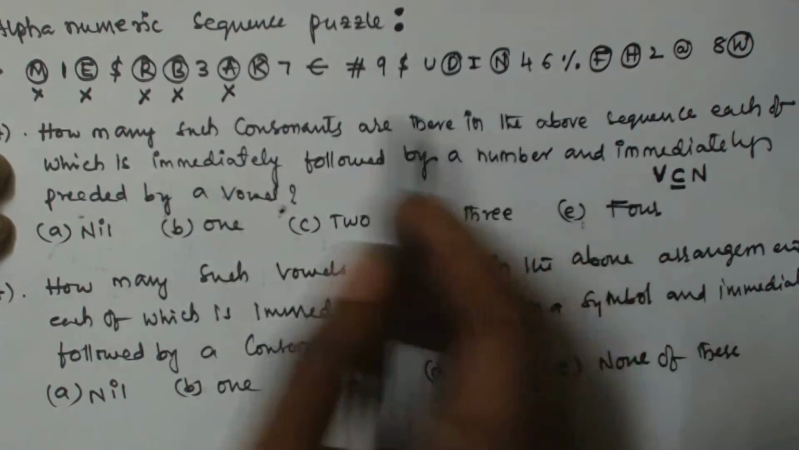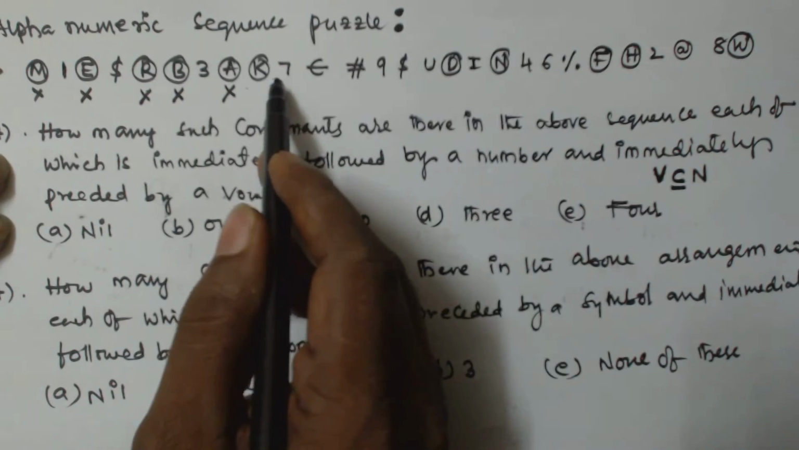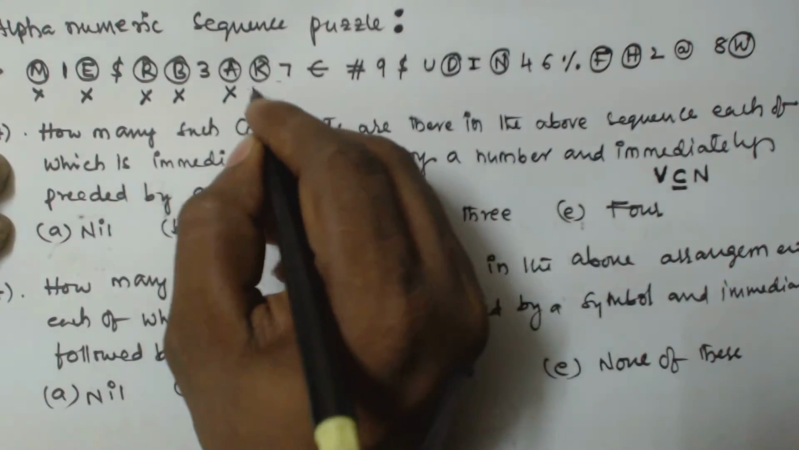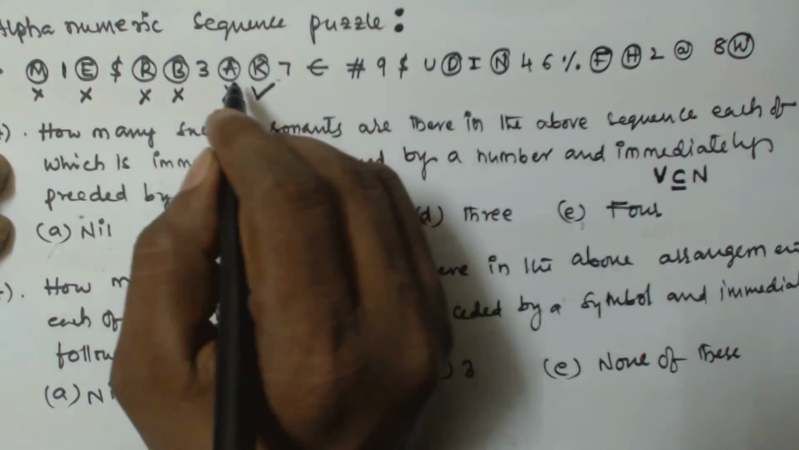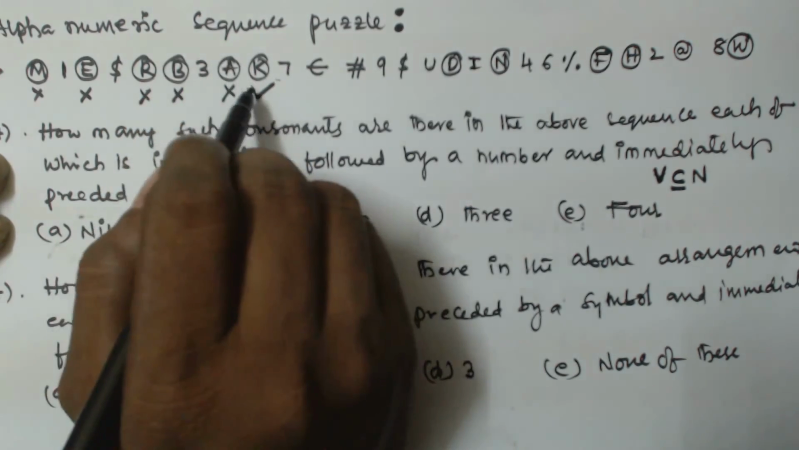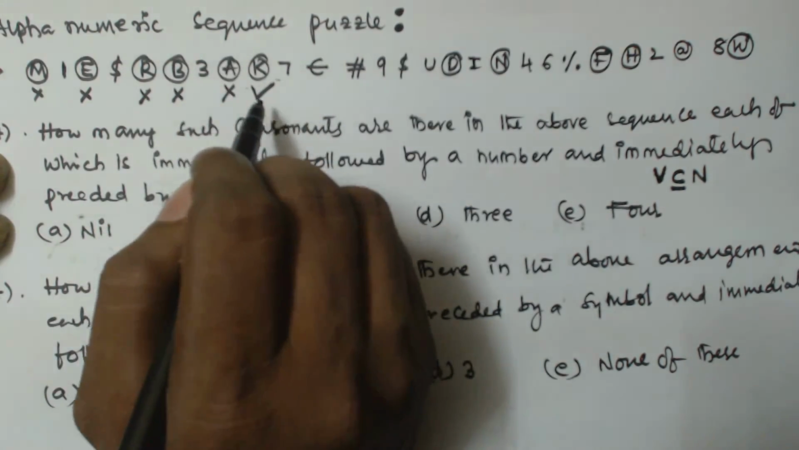And after that, I have a K, which is preceded by a vowel and followed by a number. So vowel, consonant, and number. So I consider this K. Why? Because it is preceded by a vowel and followed by a number, so that's why I consider this K.